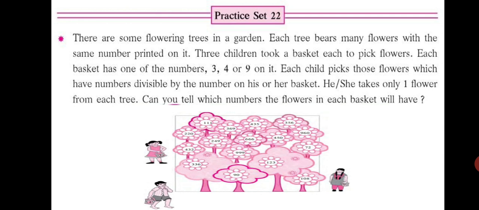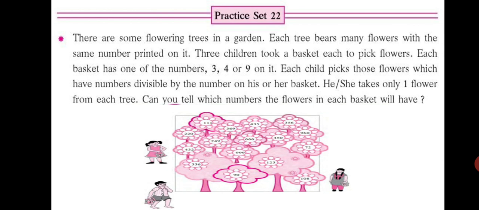These are the tests which you learned: divisibility test by 3, 4 and 9. Each child picks those flowers which have numbers divisible by the number on his or her basket. He or she takes only one flower from each tree. Can you tell which numbers the flowers in each basket will have?